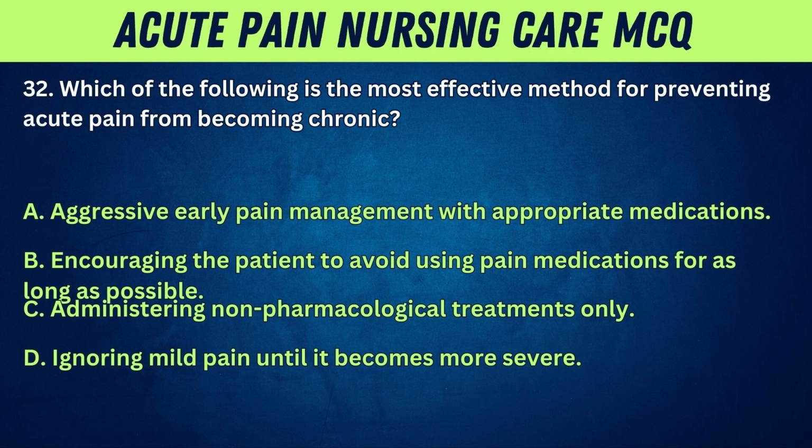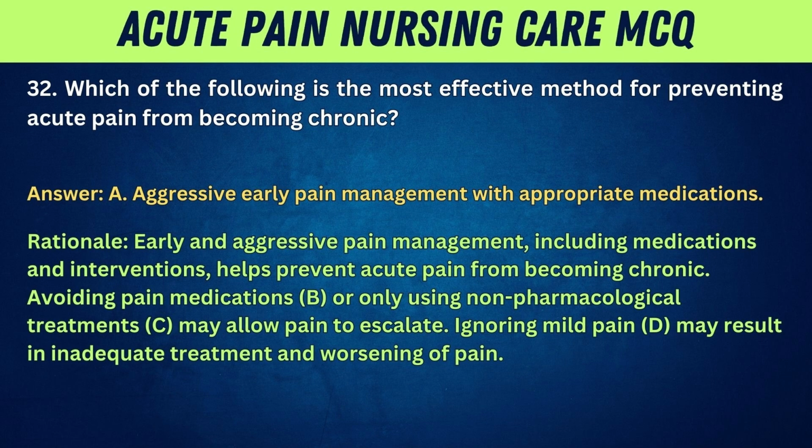32. Which of the following is the most effective method for preventing acute pain from becoming chronic? A. Aggressive early pain management with appropriate medications. B. Encouraging the patient to avoid using pain medications for as long as possible. C. Administering non-pharmacological treatments only. D. Ignoring mild pain until it becomes more severe. Answer. A. Aggressive early pain management with appropriate medications.